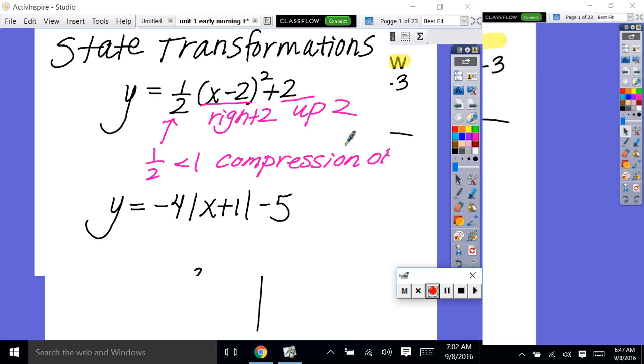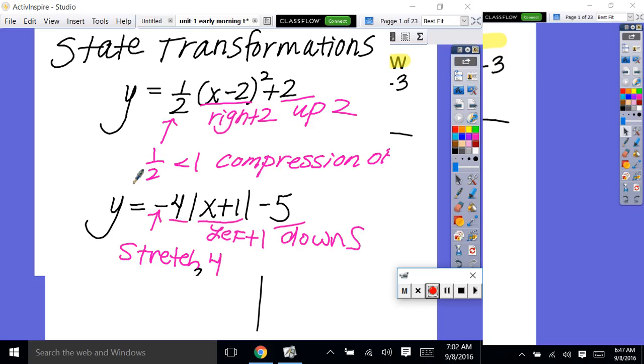Okay, let's describe in words the shift in this one. So left 1, down 5, and then, oh, the negative doesn't affect the stretch or compression. It's a 4, so stretch of 4. And then we have a reflection over x. Are we all good? Yes.